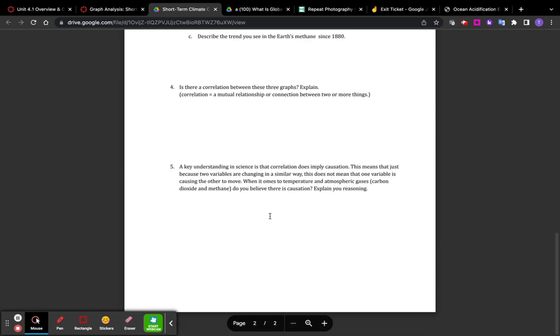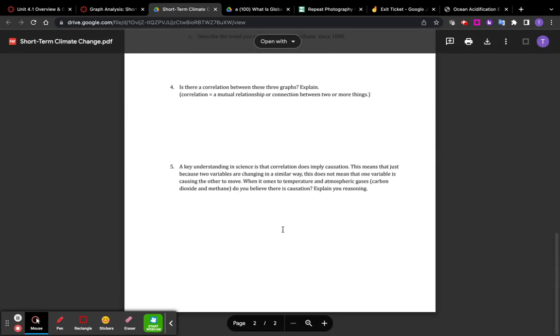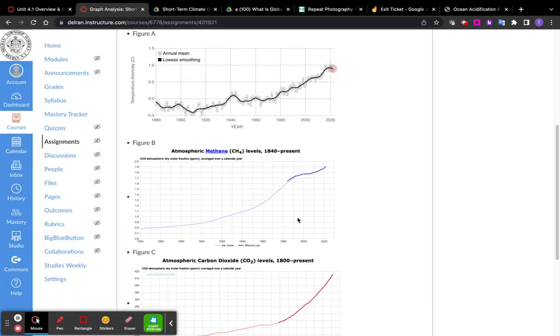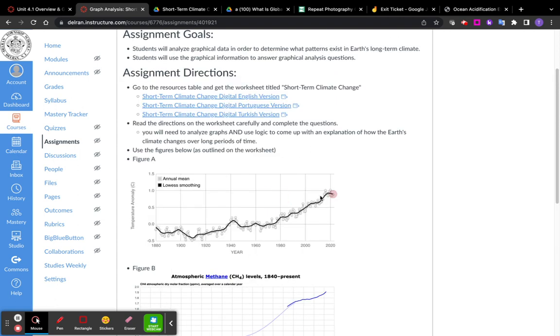That's because the worksheet does not have images on it. You need to look at the images. They're on Canvas, better in color. You can also zoom in on them on Canvas, which is nice. So it's straightforward.